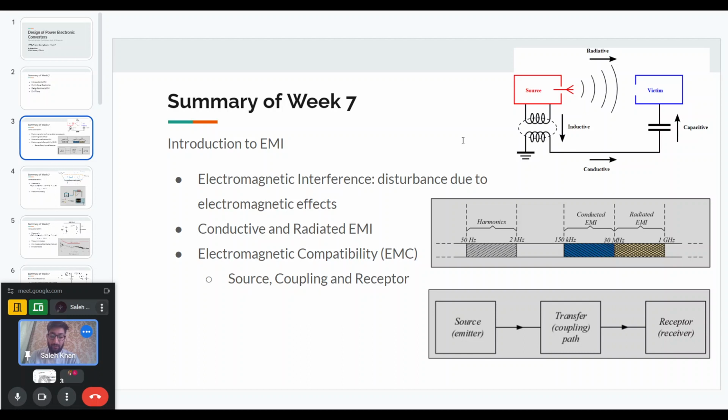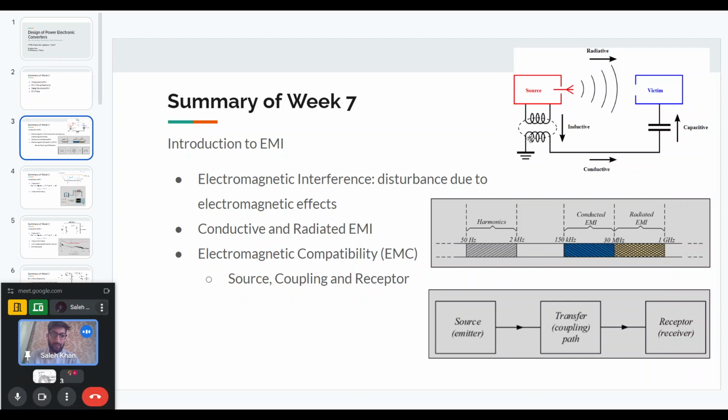To understand how to limit that, we first have to understand how this electromagnetic interference is generated, and how it is carried from one component to another. And there are basically two mechanisms for transfer of this electromagnetic interference. One is conductive and another is radiative or radiated EMI. So conductive EMI will basically be carried through wires or through capacitances, through inductances.